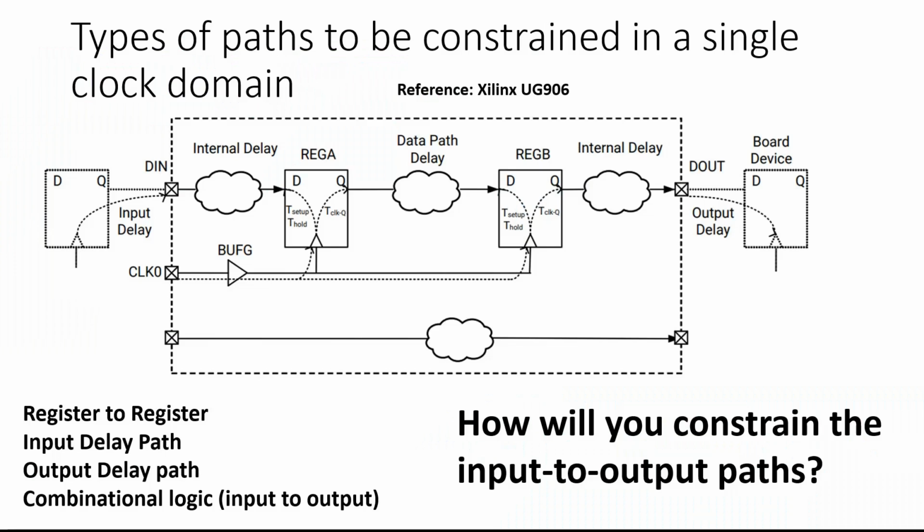Friends, before looking into the input to output paths, the combinational logic paths, let us quickly look into what type of paths we already discussed in our previous videos. So the first type of path is register to register path from reg J to reg B. Another type of path we already discussed, input delay path, that is from input of the port to the flip-flop. Output delay path, that is flip-flop output to the port of the chip. And the combinational logic path, that is from input port to the output port.